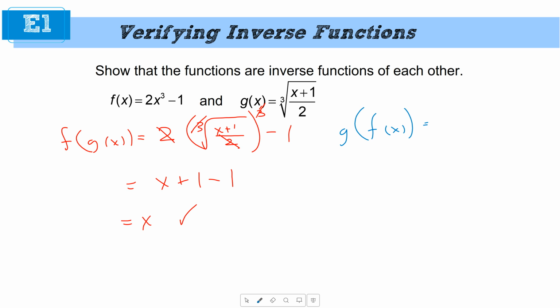Second one, put f into g: the cubic root of 2x cubed minus 1, plus 1, all over 2. This one goes quickly, the 2's cancel, the cubic root of x cubed is x. Kaboom. They are inverses of each other. And again, some pre-calc review there. Questions? Am I going too fast or are we good? Good, good. That's all I need is one to move on.